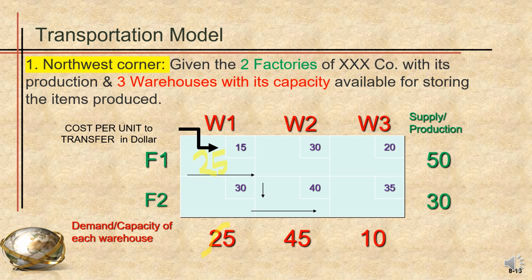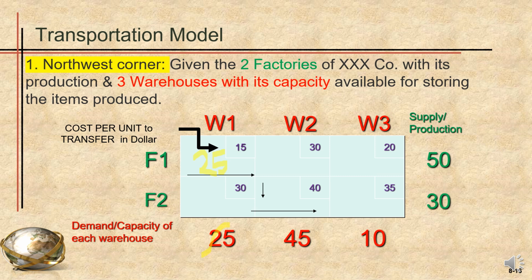And then looking at the supply, 50 is the supply or the production capacity of factory 1, but we just assigned 25 to warehouse 1 because that is its capacity. So let us move on to cell number 2 and see if we could assign units on it.